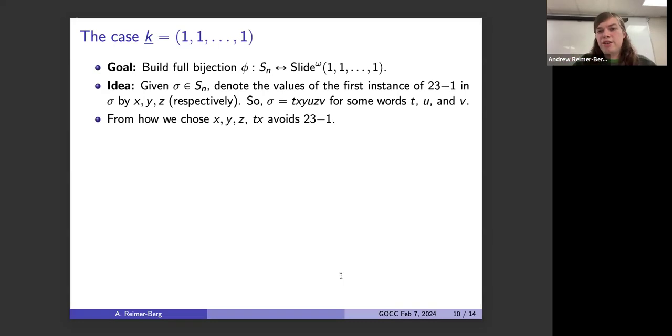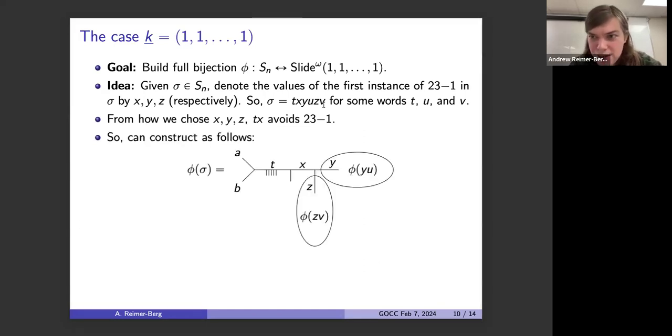But otherwise, if it contains a 2-3-1, we denote the earliest instance of a 2-3-1 by XYZ. When I say earliest, I mean greedily choose, of all the 2-3-1s, the one with the earliest 2-3, and then of those with that 2-3, choose the earliest possible one. And then we can write sigma as T, X, Y, U, Z, V for some words T, U, and V. From how we chose this, because we chose it to be the earliest one, TX avoids 2-3-1.